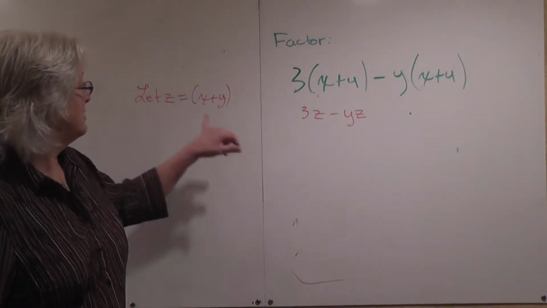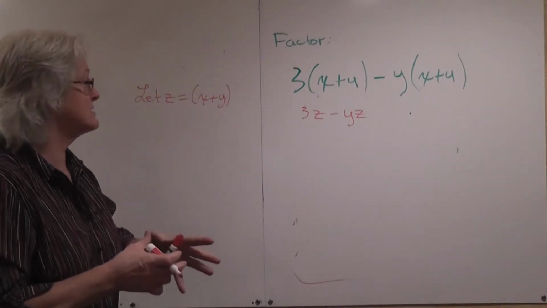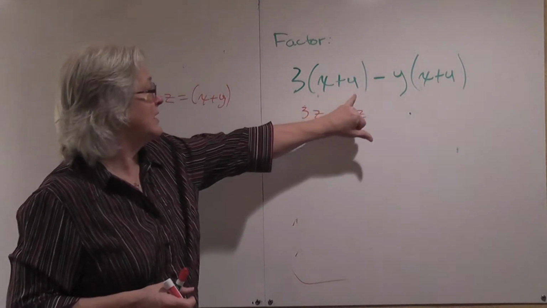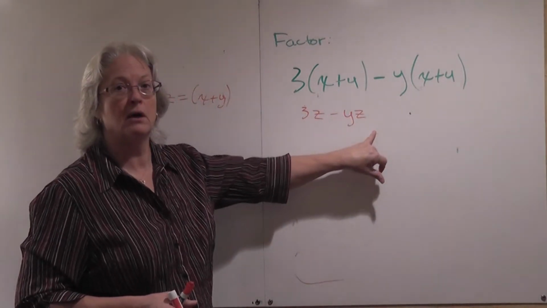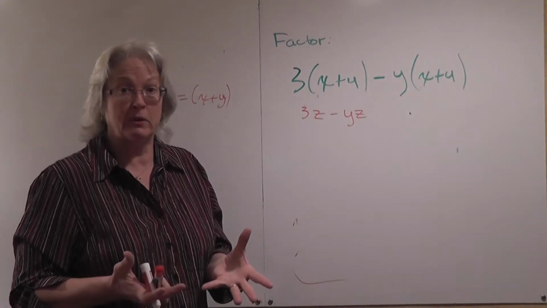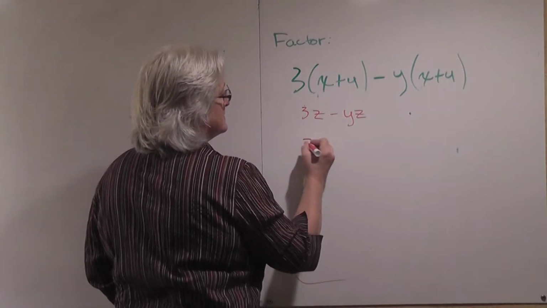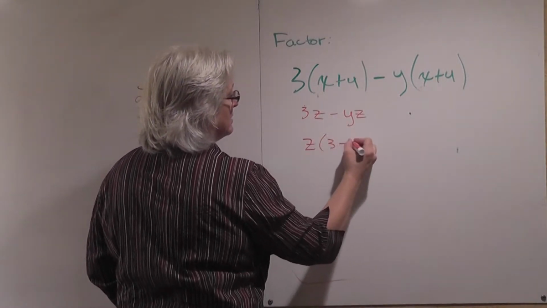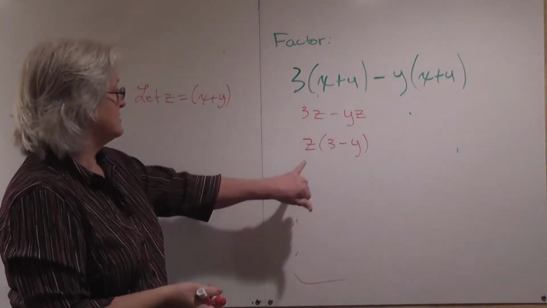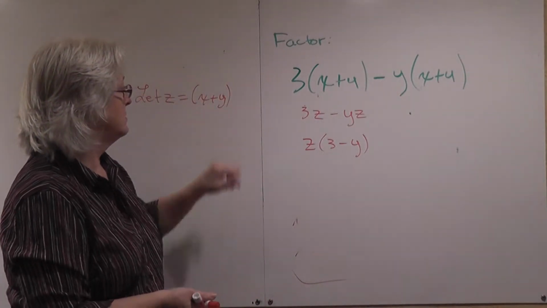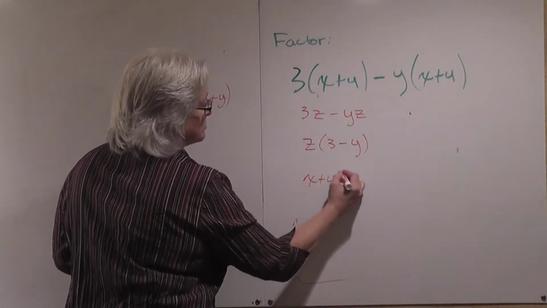Reasonable? All we've done is we've said that z and the quantity x plus y has the same value. So every place I have x plus y, I'm going to substitute a z. And now it just jumps out to you as being very obvious. Well, yeah, of course, I have a common factor of z. I have z times 3 minus y. What is z equal to? Z is equal to x plus y.